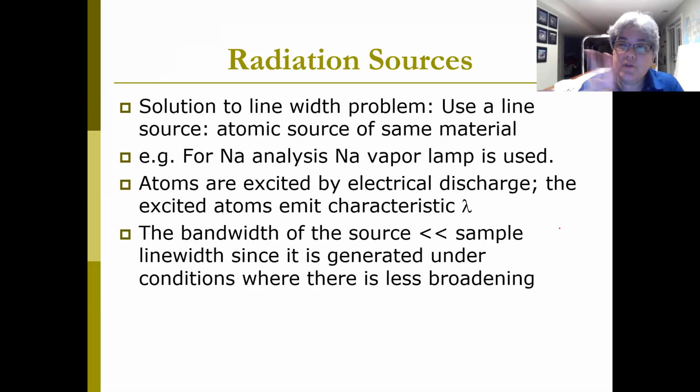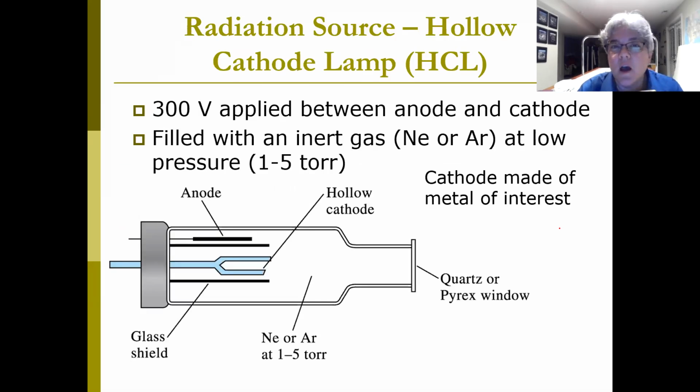Okay, so there's actually two sources that are commonly used in AAS. The first one is called a hollow cathode lamp, and we abbreviate that HCL. So you should know this name and this abbreviation. This is a tube that we fill up with neon or argon gas at a low pressure. And then we have a cathode that's made out of whatever I'm trying to measure. If I'm measuring sodium, it's made out of sodium. If I'm measuring iron, it's made out of iron. If it's measuring lead, it's made out of lead.